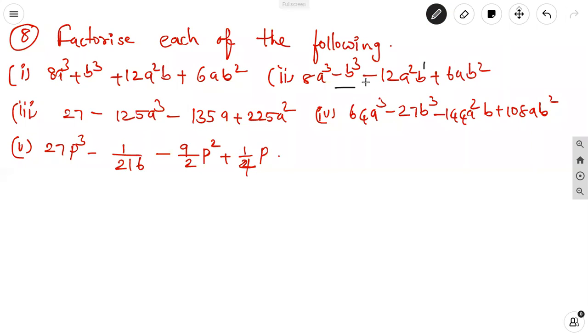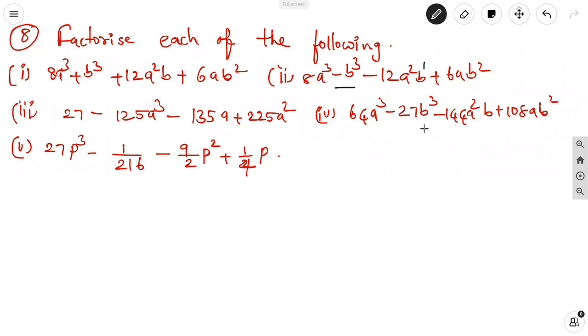So it is suitable to (x minus y) whole cube, that is nothing but (a minus b) whole cube. When all terms are positive, it relates to the identity (x plus y) whole cube. If negatives are also there, it is in the form of (x minus y) whole cube. Here also negatives are there.